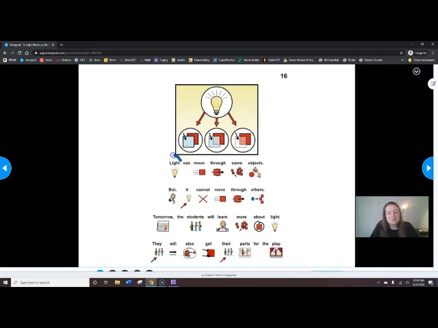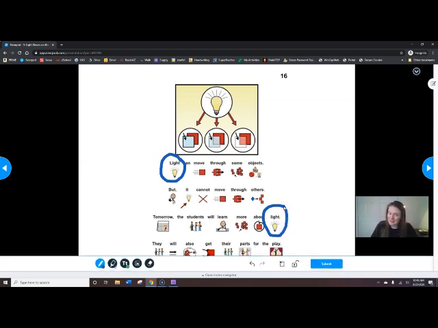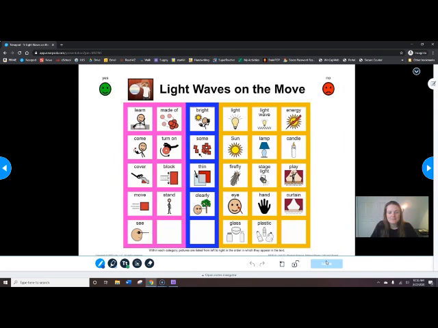Okay, let's circle light again. It comes up twice on this page. Light, light. Because what did we learn about today? We learned about light. Okay, so circle light 1, 2 times, then hit submit.